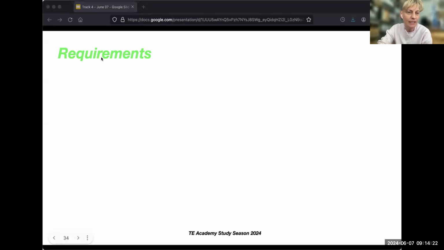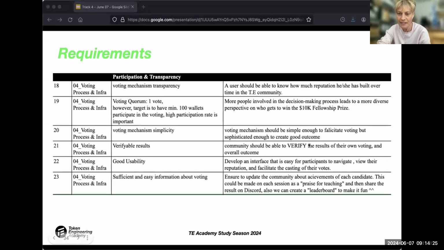Next one. Here, there were a lot of requirements collected in the early stage of requirements priorities, where we said, okay, it's about participation and transparency. We want to have a transparent voting mechanism. A user should be able to know how much reputation he or she or they have built over time in the token engineering community.